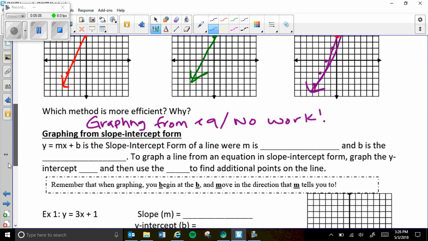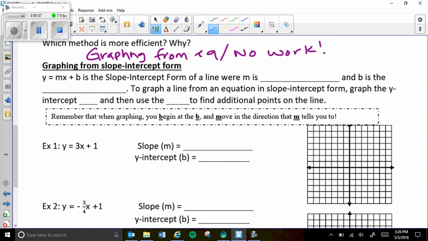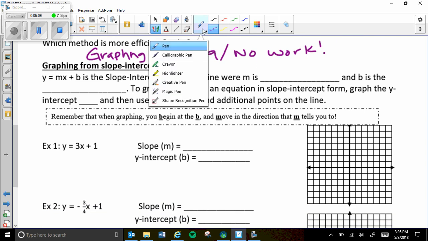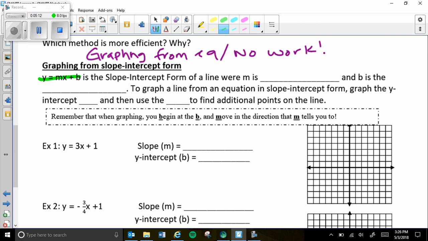All right, so again, let's review what we did. Y equals mx plus b is the slope-intercept form of a line where m is the slope and b is the y-intercept. Like I said, that formula should be familiar to us. In fact, it should already be on your formula sheet. If it's not, you need to go back and write it so on your next formula quiz you can use it as a formula.